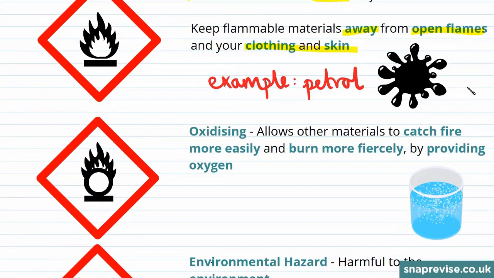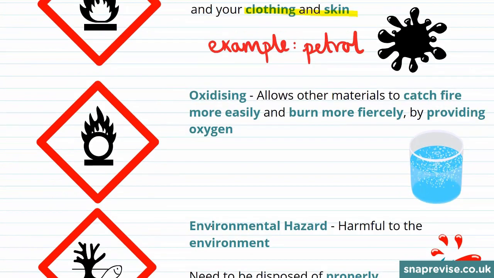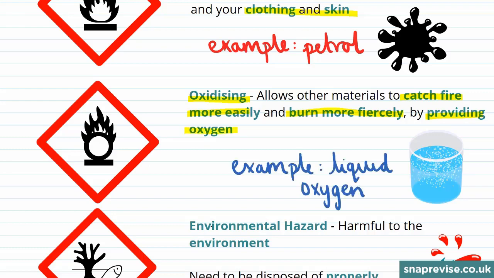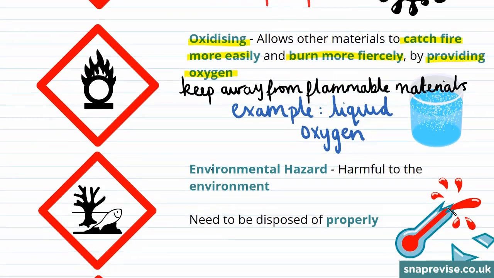A related hazard is shown by this symbol, which tells you that a chemical is oxidizing. If a chemical is oxidizing, it provides oxygen, allowing other materials to catch fire more easily and, when they do so, to burn more fiercely. A good example of a substance that is oxidizing because it provides oxygen is liquid oxygen itself. Substances that are oxidizing should always be kept away from open flames, and should also be kept away from flammable materials.